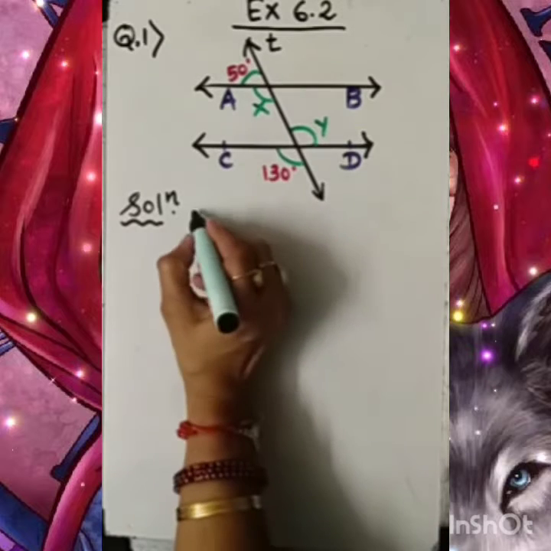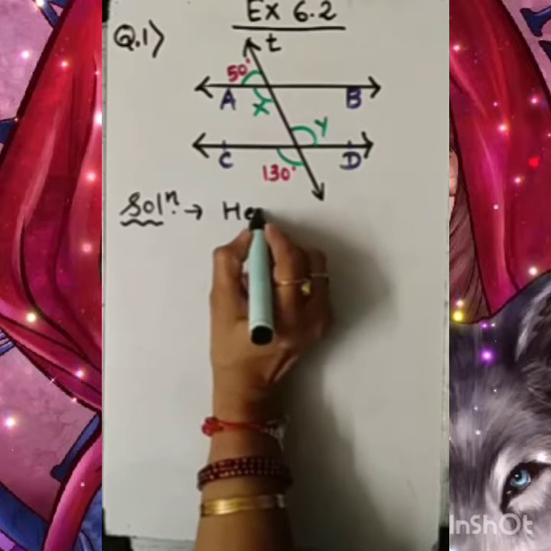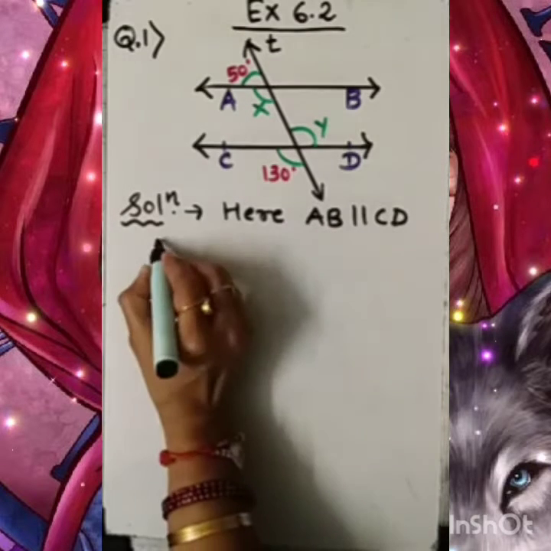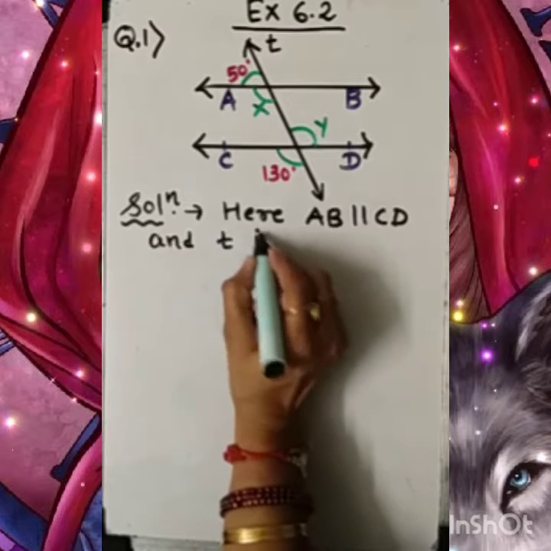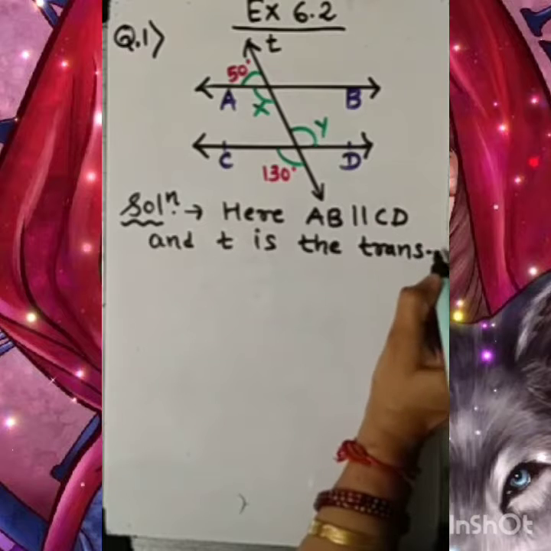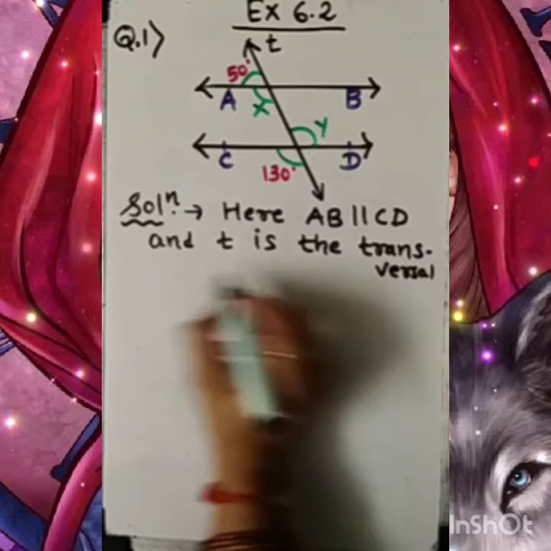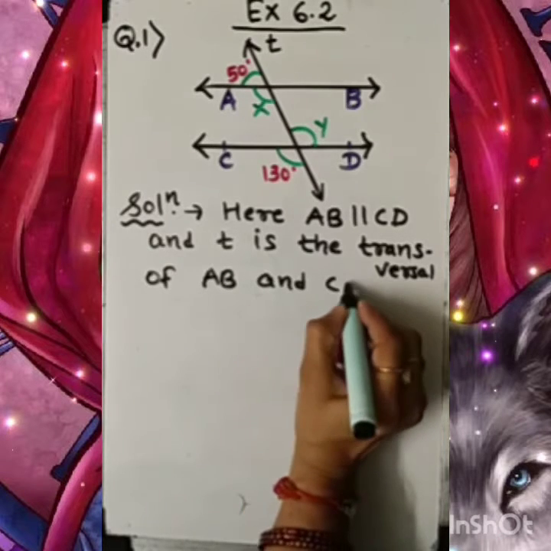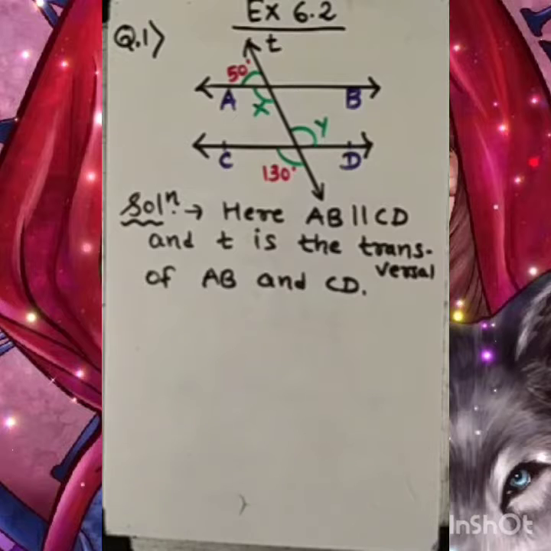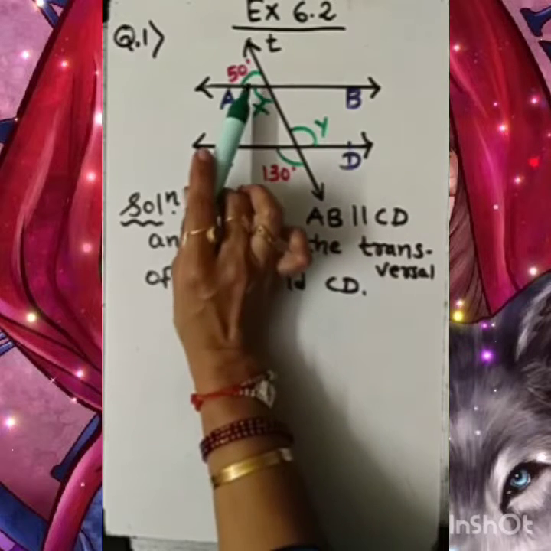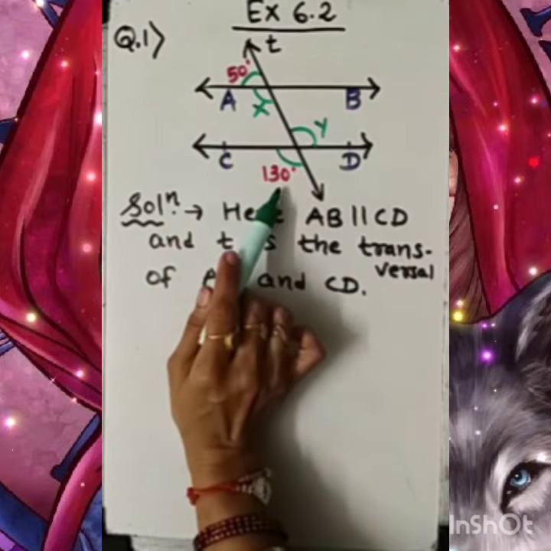Let's note down first this thing. Here, AB parallel CD and T is the transversal of AB and CD. Agree? Now dear student, you can see some angles we are already given. These two are unknown angles and this angle we are given 50 degree and here it is 130 degree.